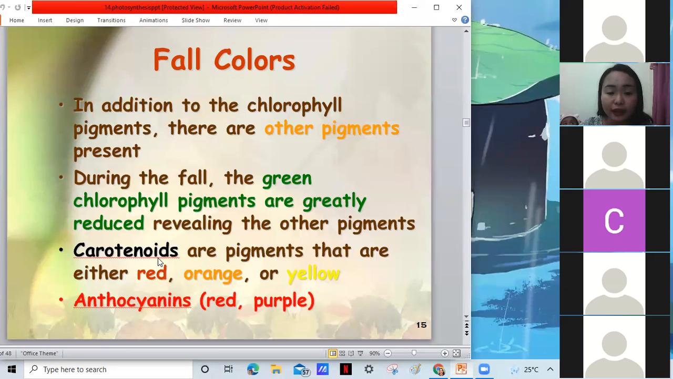So again, we have two other pigments which are responsible for some other colors such as the red, the orange, and yellow. So these are the carotenoid pigments, while the anthocyanin pigments are responsible for the red and purple. And the same is true with all the fruits and vegetables ng color, no? Like eggplant, purple man siya. So it has the anthocyanin pigment.